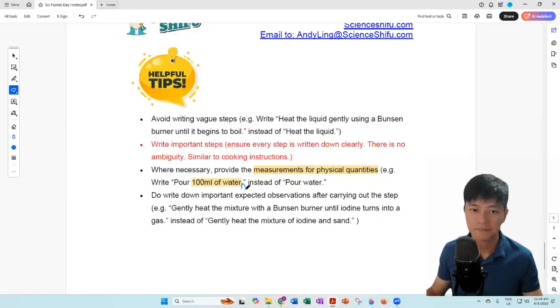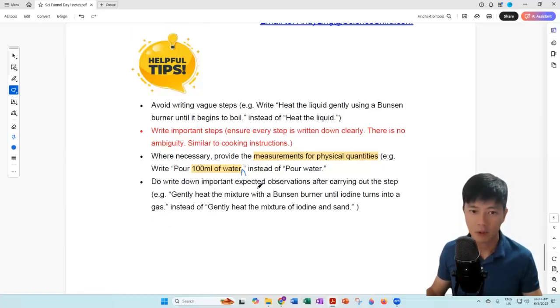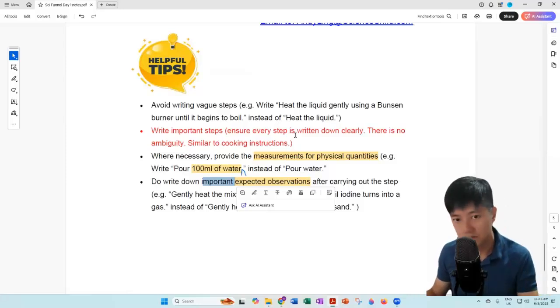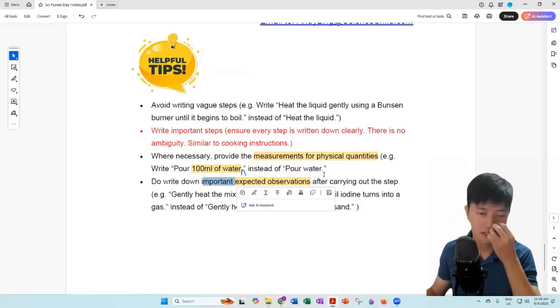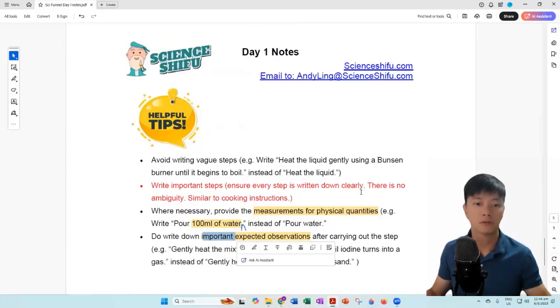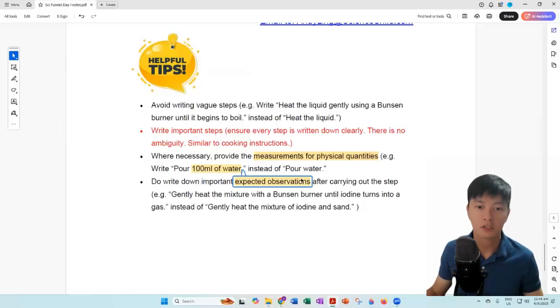And do write down important expected observations. This part here is critical. What do you observe? For example, you heat up until it boils, until bubbles are seen. So this is an expected observation. Like, you let the car go, wait until it comes to a stop. That kind of description. So this is the expected observation that you may need to take note of.